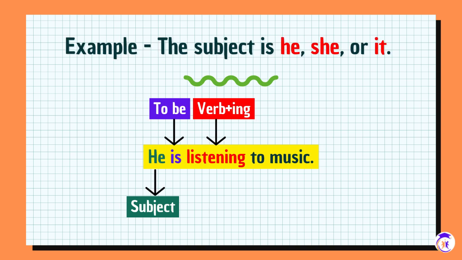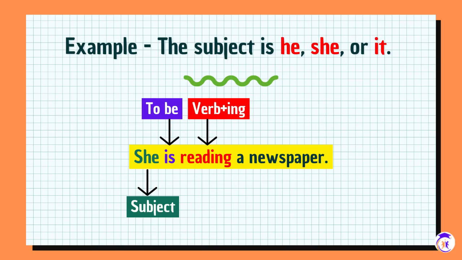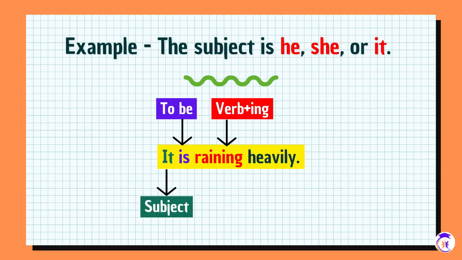When the subject is the third-person singular, he, she, or it: He is listening to music. The subject he requires is as the auxiliary verb, and listen becomes listening to form the continuous action. She is reading a newspaper. The subject she is paired with is, and reading indicates the ongoing action. It is raining heavily. When the subject is it, is is used as the auxiliary verb, and raining shows the action is in progress.